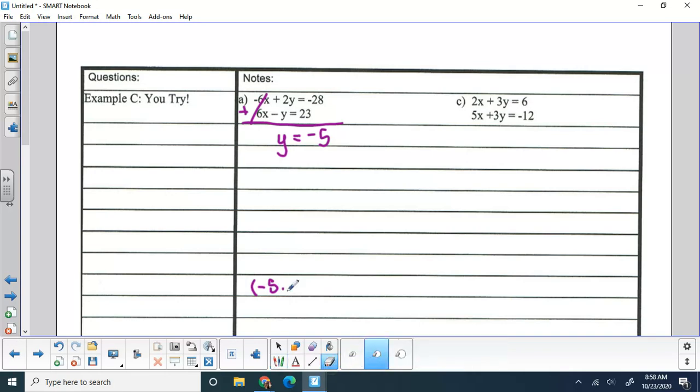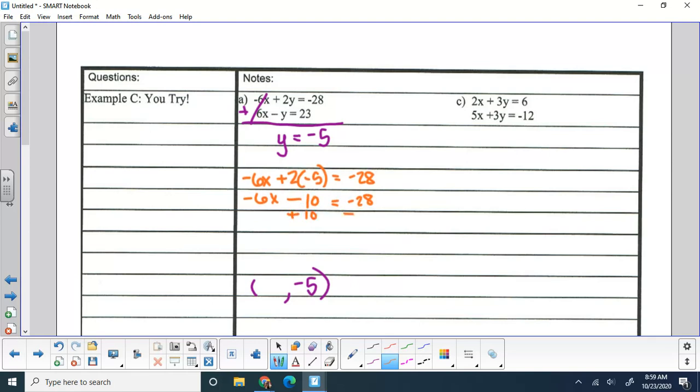Let's go ahead and solve then for the x coordinate. So we have the y coordinate, it's negative 5, but we don't know what x is yet. So let's go back up and plug in negative 5 for the y. So we would have negative 6x plus 2 times negative 5 equals negative 28. Negative 6x plus, or you could say minus 10, equals negative 28.